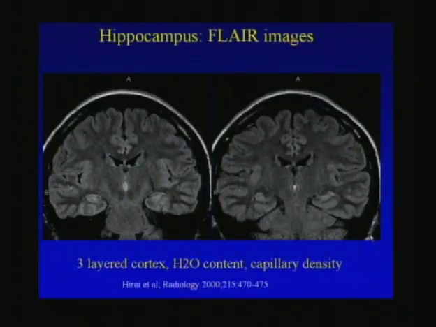The normal hippocampus on FLAIR images may have some ill-defined high signal intensity, and this has been studied in a paper in radiology to show that, in fact, it is true, that you may see some increased signal intensity. It should not be focal. Even other areas of the limbic brain may have high signal intensity, and this may be thought to be due to the fact that it's a 3-layered cortex. There may be increased water content and increased capillary density.